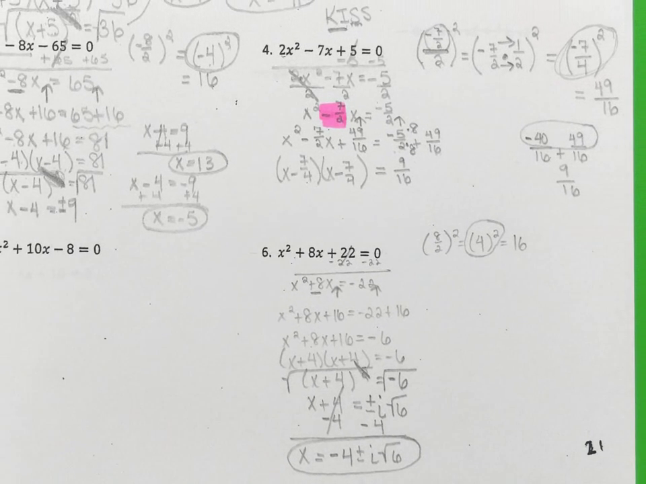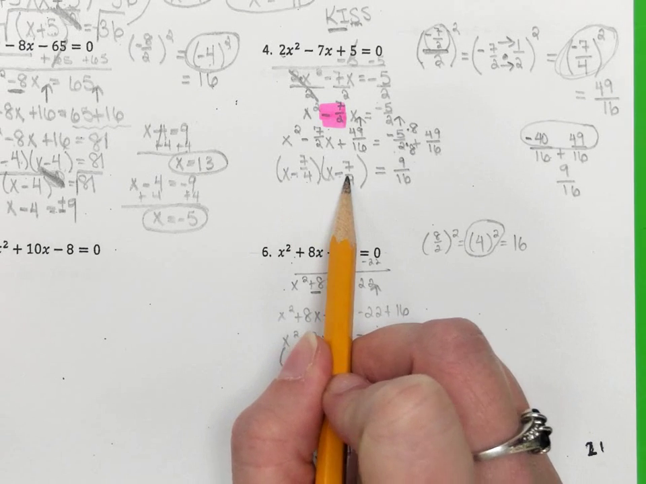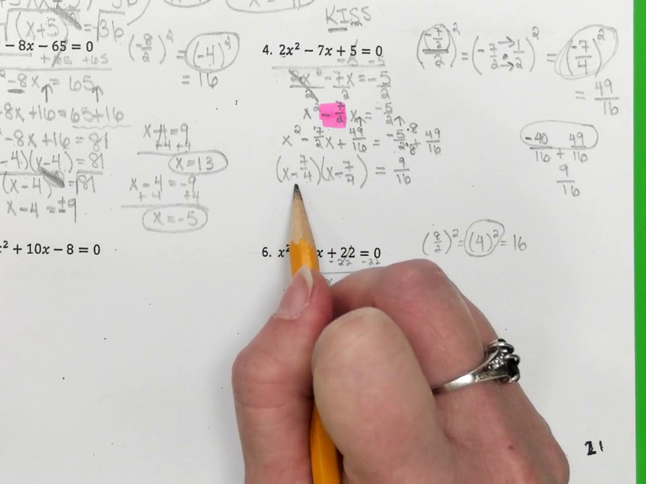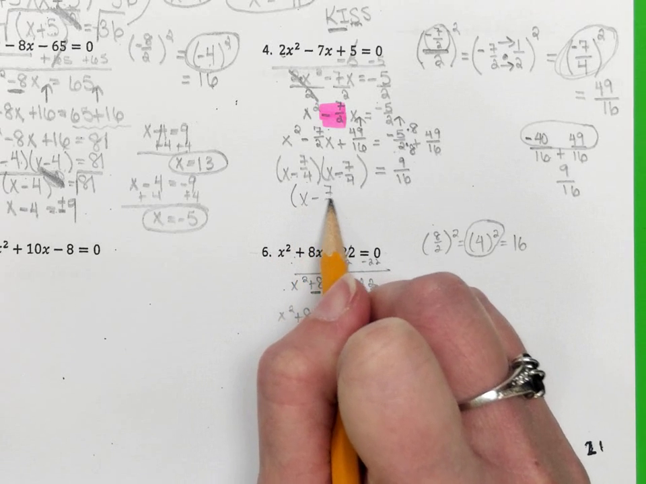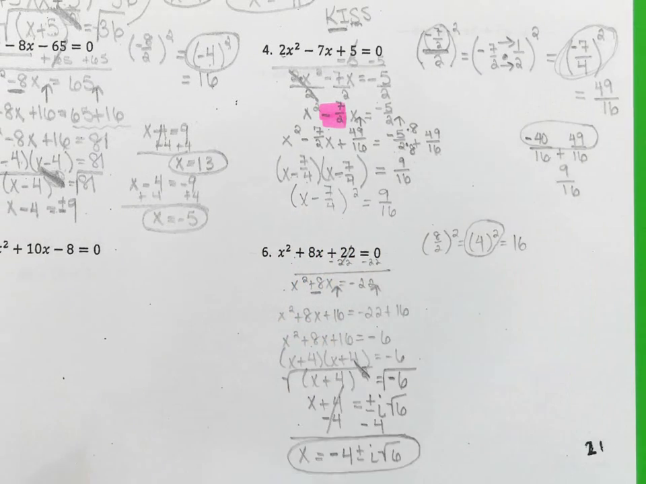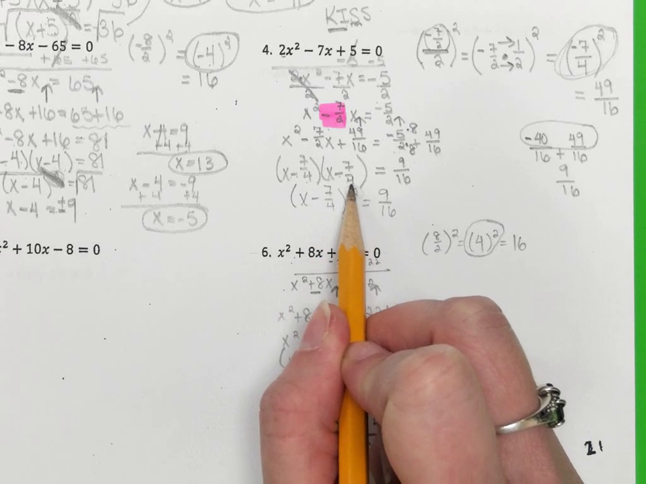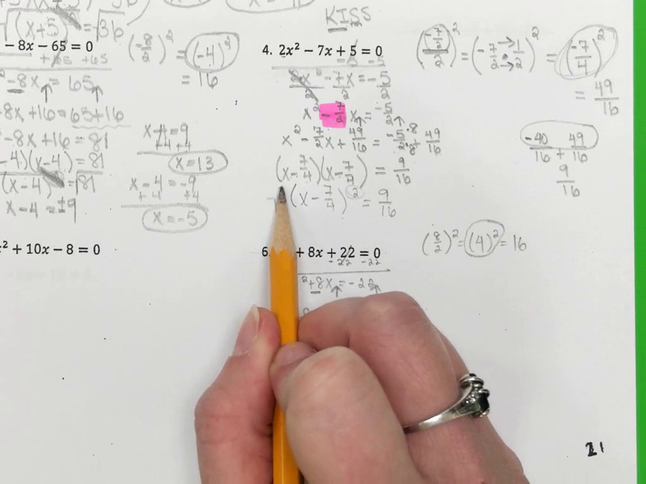Okay, so how many x minus 7 over 4s do I have? That's one. You have 2, right? So I can write it as x minus 7 over 4 squared equals 9 over 16, like that. All right, the whole purpose of this was to get what letter by itself? X. So how do I get rid of this square?